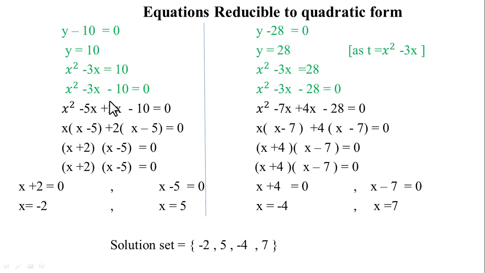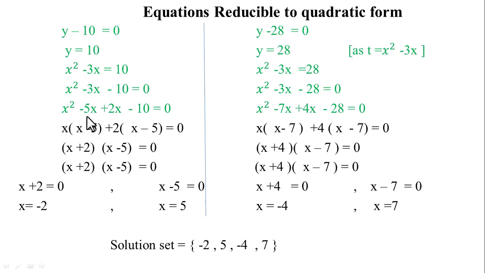After rearranging, we can do middle term breaking on both. 10 ones are 10, so 5 twos are 10. Minus 5 plus 2, the answer will be minus 3. Similarly, 28 ones are 28, so 7 fours are 28, and minus 7 plus 4, the answer will be minus 3. So after middle term breaking we can write the first equation: x square minus 5x plus 2x minus 10 is equal to 0, and the second equation: x square minus 7x plus 4x minus 28 is equal to 0.